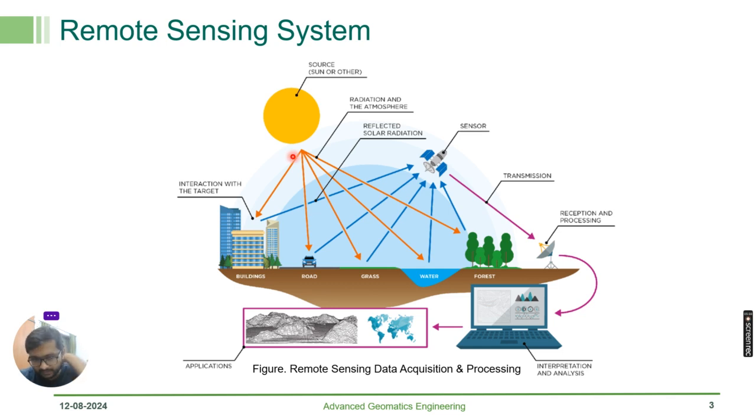Now here, when we talk about what kind of energy is being emitted from the sun, the concept of the electromagnetic spectrum will come into the picture, and we will learn that in the subsequent slides.